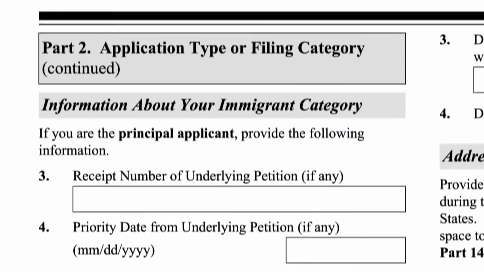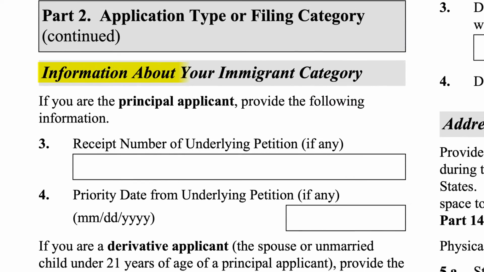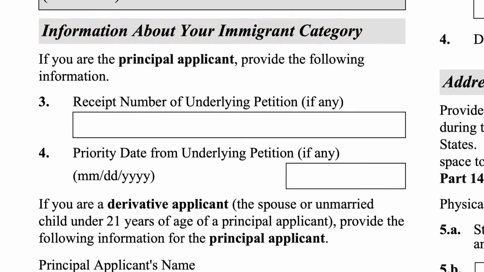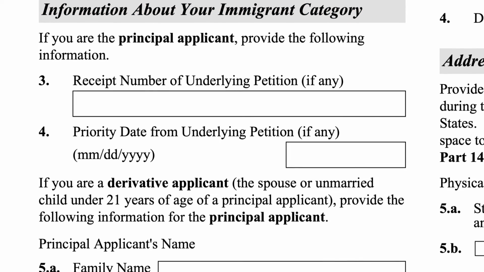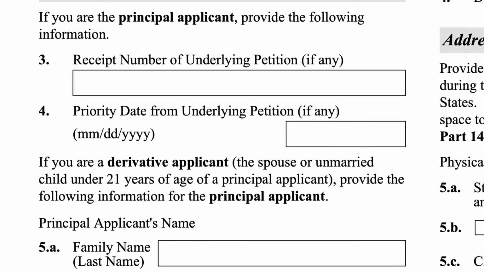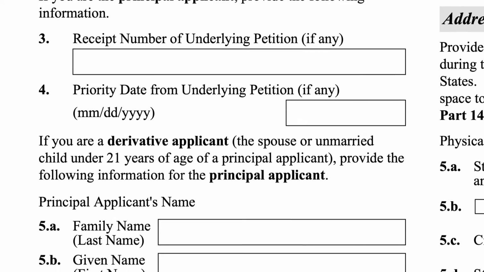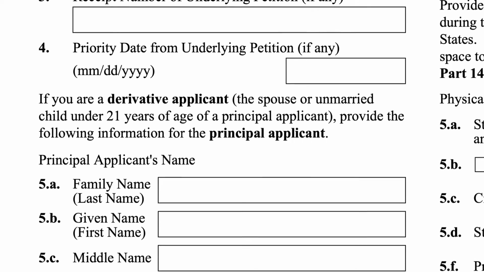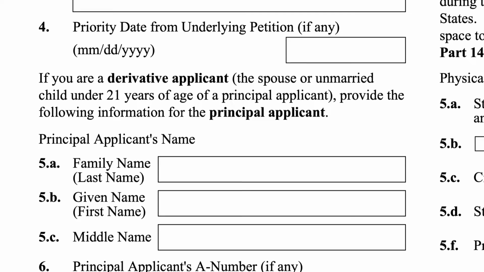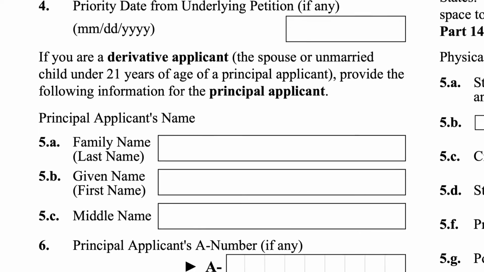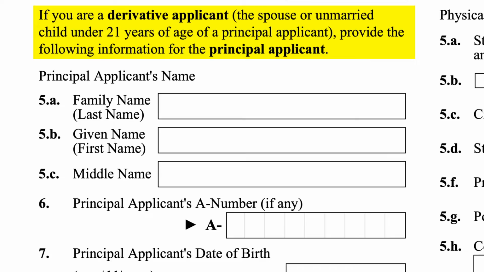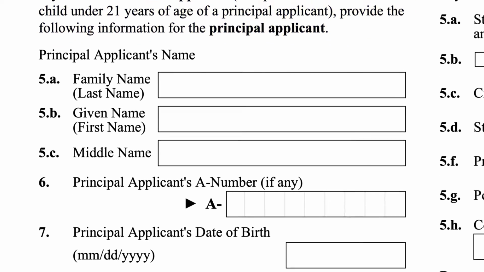Next, when they ask for the principal applicant and information about your immigrant category, this is where you would put down the information for your underlying immigrant visa application if you have any, and this would really be applicable only where you are not filing concurrently. If you are filing your application concurrently, then you would not have this information. And then following this section, you'll be required to put down the principal applicant's information if you are filing the I-485 as a derivative applicant.